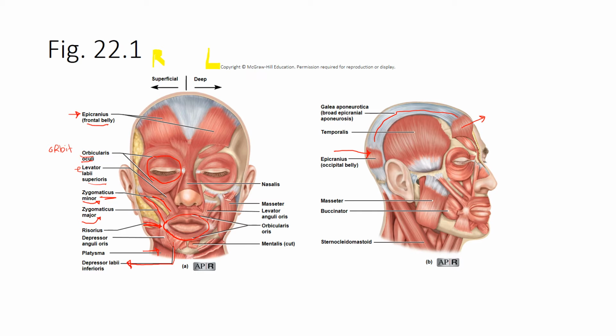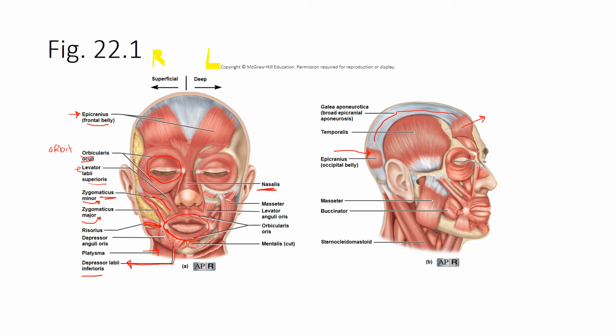This is depressor labii inferioris. What is the action of this muscle? If the muscle that elevates is called superioris or superior, this muscle depresses. So this one pulls up, this one pulls down. It depresses the lips. Beautiful. The muscle that covers the nose is called nasalis.